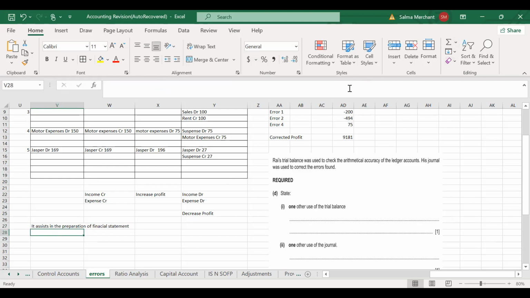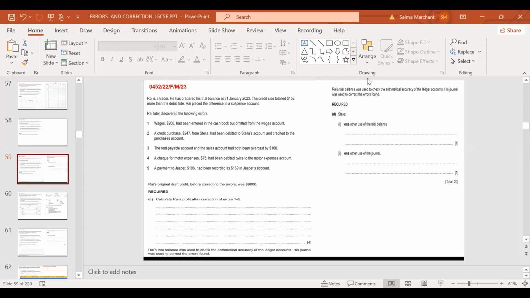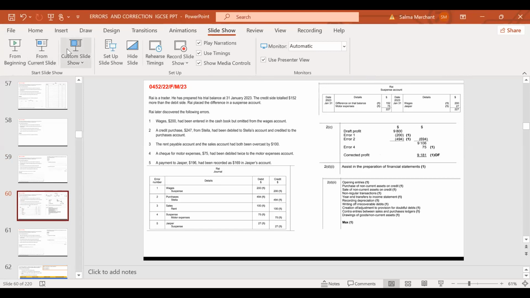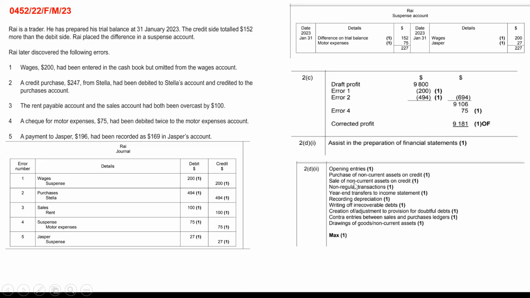Give another use of the journal. First, he's using the journal to correct errors. Another use of the journal is to record entries. Opening entries. Journal is used to record the purchase of non-current assets. Journal is used to record the sale of non-current assets. You can write anything.